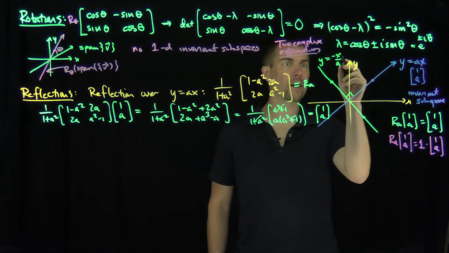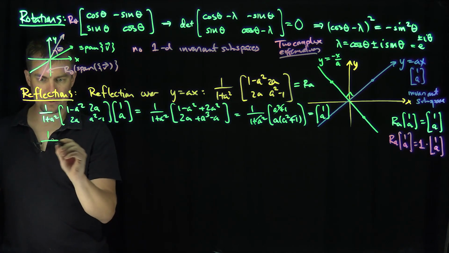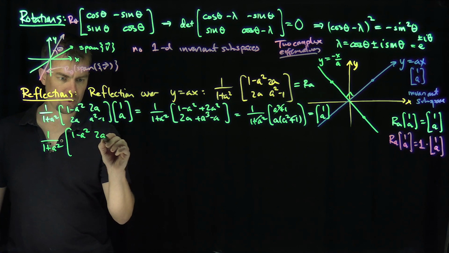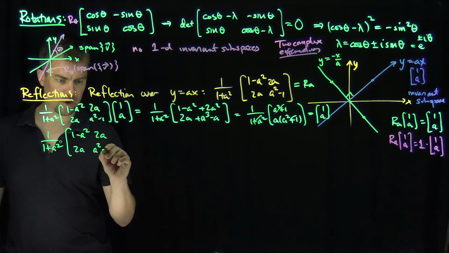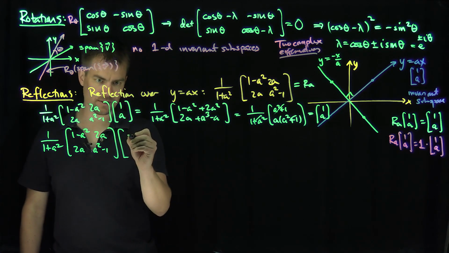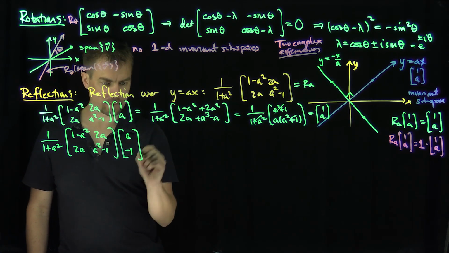Well, I can pick a point. If I pick x equals a, then y is equal to negative 1. So now let's consider the calculation 1 plus a squared, 1 minus a squared, 2a, a squared minus 1 on the perpendicular line segment. So I'm going to look at this invariant subspace. I'm going to look at x equals a, y equals negative 1. So let's see what we get.